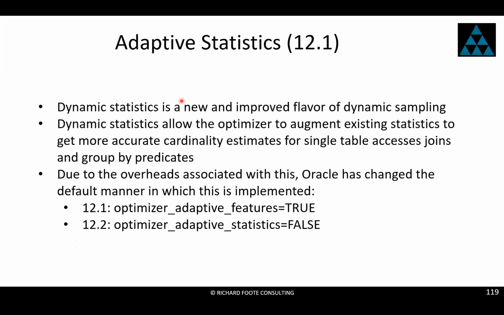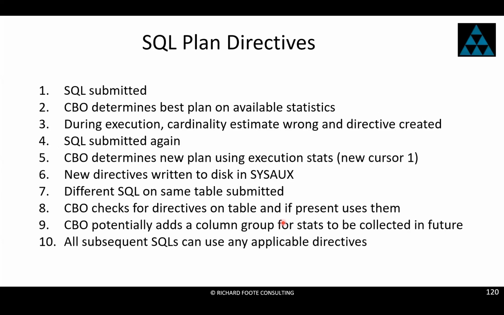Now, another flavor of this is adaptive statistics. Adaptive statistics came with 12.1. In 12.1, it was deemed by default for most sites to be really expensive, and when it was all or nothing, it became really problematic. So with 12.2 onwards, we're allowed to turn adaptive stats on or off, but still have the ability to turn adaptive plan on or off. Adaptive plan is always nice and good. Stats is kind of expensive, and it may depend whether you want to do that. Depending on what database version you've got, there are different ways to turn this on.